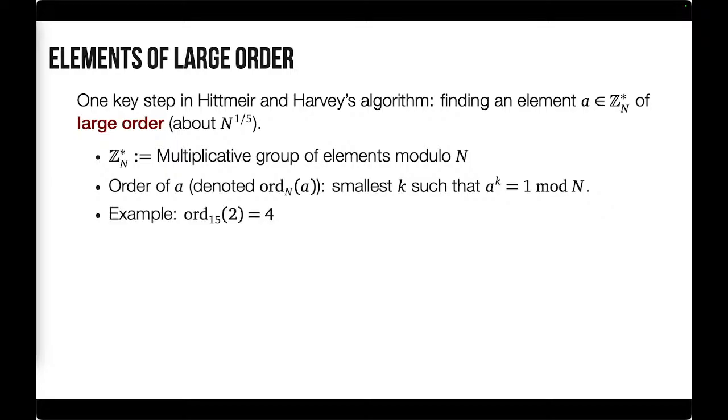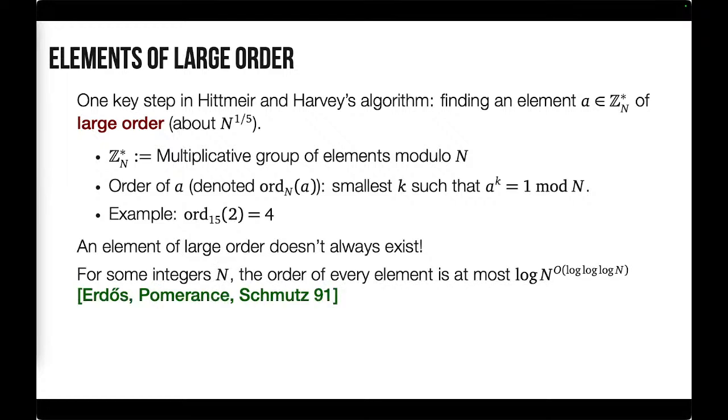Okay, good. So there isn't always an element of large order. Sometimes there are integers where the orders of all elements are very small. So it's almost polynomial in log n, right? It's log n to the log n. There's this joke, right, about the drowning number theorist that goes log.